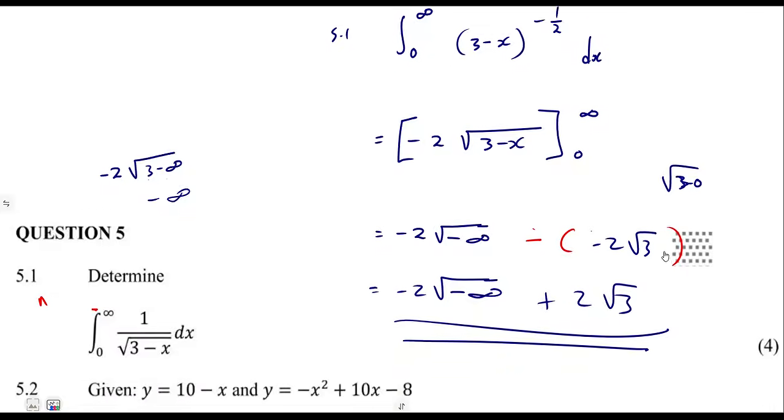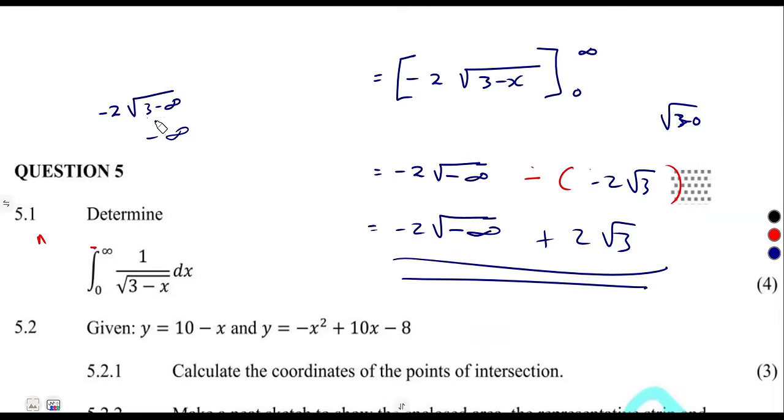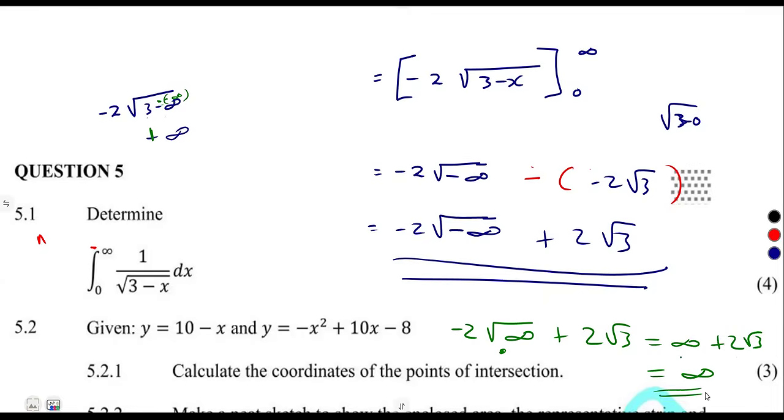When it is negative infinity, it makes sense because you substitute negative infinity here, negative, negative infinity, which is positive infinity. So it is going to be minus 2 square root of positive infinity, plus 2 square root of 3, which is an infinity. The square root of an infinity value is infinity, guys, plus 2 square root of 3. And infinity plus 2 square root of 3 is infinity. It's not going to end.